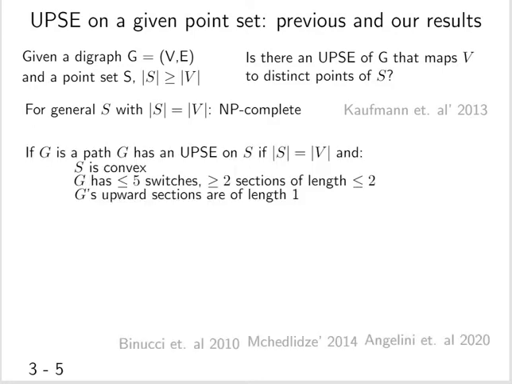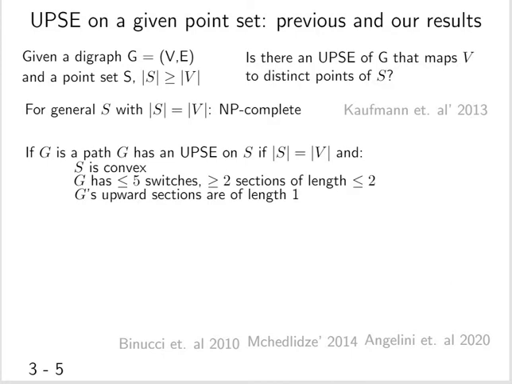Now, if we restrict our graphs considerably to be paths, meaning that you have a path and each edge you can direct either way, so it's a directed path, then in some cases, it is shown that there are upward straight line embeddings. Like if the point set is convex, then any path can be embedded.